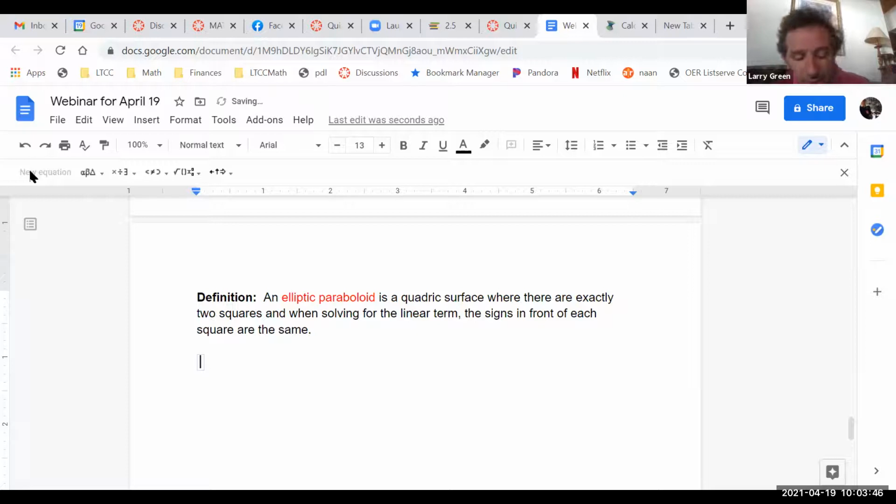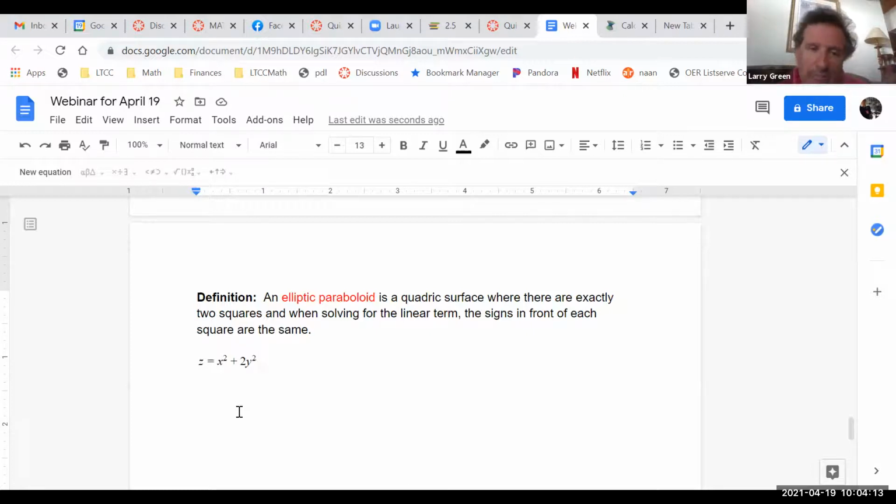So for example, z equals x squared plus 2y squared. Okay, and I'm going to write it this way. You could also write it as x squared plus y squared minus z squared is equal to 0 or 1 if you want, whatever you want to choose. Okay, let's see what's going on here and why do we call this an elliptic paraboloid?